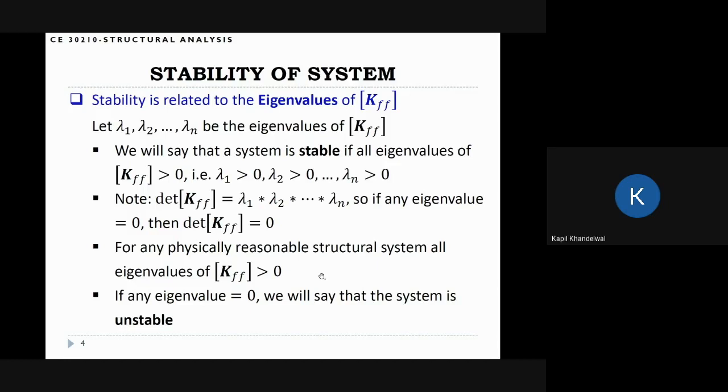And we want to make sure that for any physically reasonable system, all the eigenvalues of KFF should be greater than 0, okay? So this is a very important constraint that any kind of reasonable system should follow. And if any of the eigenvalues is 0 or less than 0, we are going to say that the system is unstable. So I can replace this condition with less than or equal to 0 also. Sometimes we write it's 0 or less than 0, sometimes we just say it's 0. Both are equivalent ways of stating that the system is unstable.